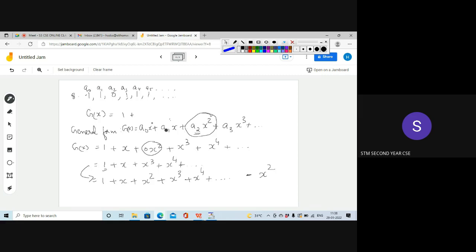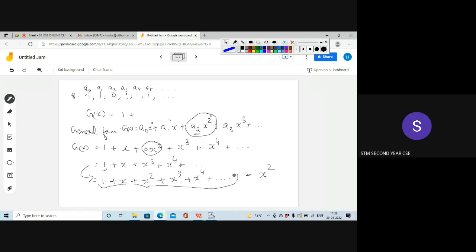Since this x square term was not there, I just added it to make it a general form, that is a0, a1, a2, or to get all the powers of x, I added x square, and finally from the entire polynomial, I subtracted x square. Now this particular sequence becomes a general form, isn't it? This is the general form of our polynomial.